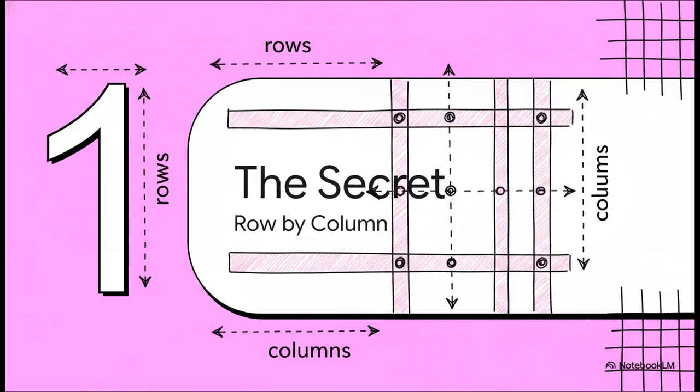All right, so here's the secret. The whole thing, and I mean the entire thing, just comes down to this one idea: row by column. Seriously, that's it. Every single number you calculate follows that one simple rule. Let me show you exactly what I mean.